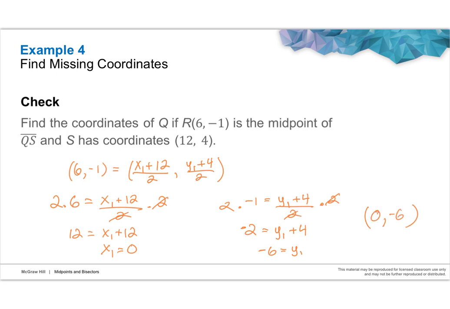Always a good idea to just draw a quick sketch of the picture that we end up with. So if R is 6, -1, R is going to be right about there. And our S is coordinates 12, 4, like so. Then of course 0, -6 does make sense as the other endpoint.